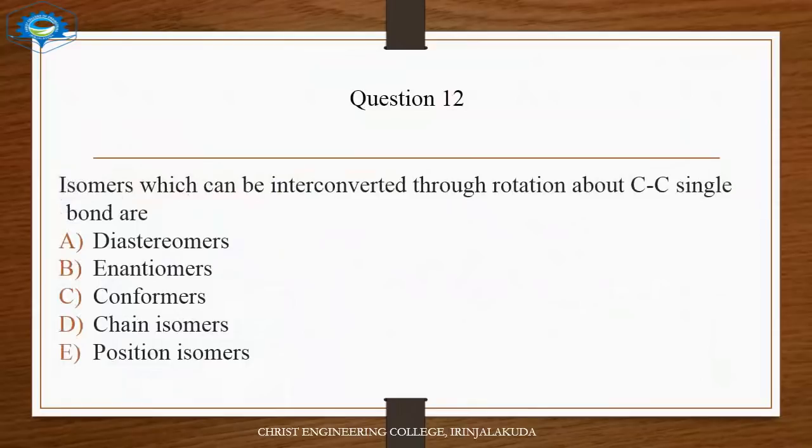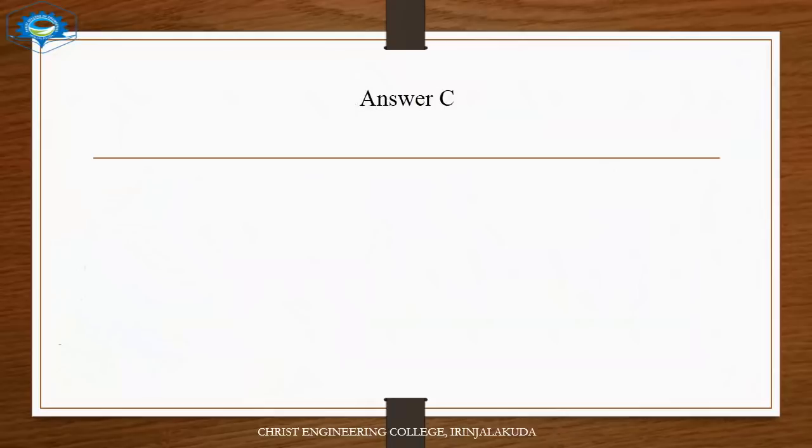Question number 12. Isomers which can be interconverted through rotation about a carbon-carbon single bond are: option A diastereomers, option B enantiomers, option C conformers, option D chain isomers, option E position isomers. What is the answer? The answer is option C.